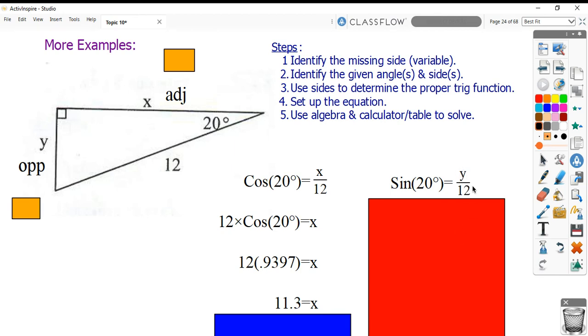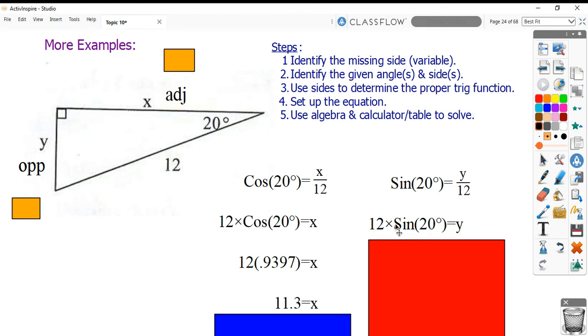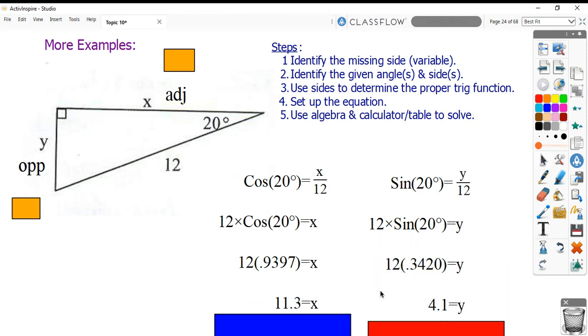We solve it the exact same way. We want to get our variable out of the fraction, so we multiply times the denominator. 12 times sine 20. Again, something you can type directly into your calculator. And y equals 4.1. That's the length of this side.